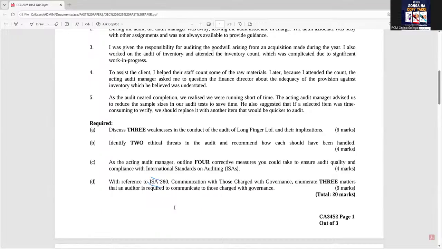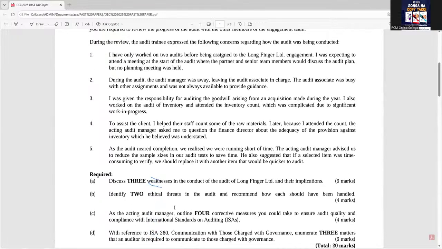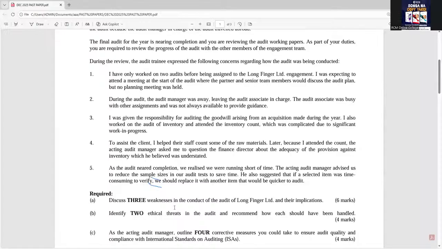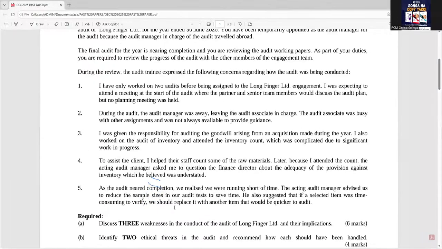So for example, if you look at the first part here, of course, we've been given a number of scenarios, but look at the first part. It calls upon us to discuss 3 weaknesses in the conduct of the audit of Longfinger Limited and their implications. You just have, in this case, an analysis of these 5 scenarios. What do you think you're having to identify as a weakness in this engagement? You must be able to spot something that is out of the expectation, which indicates a weakness when you're conducting an audit. What can you spot?